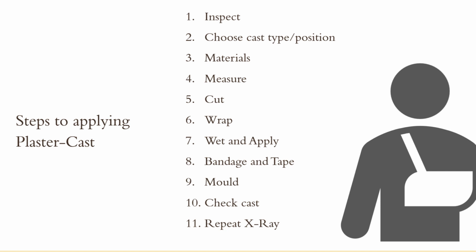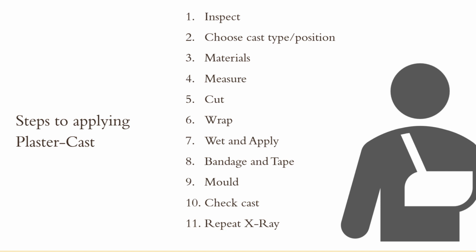We then wrap the limb up in soft band and optionally stockinette as well, making sure there's no gaps or bunching of the soft band. We then wet the plaster-of-paris and apply carefully to the limb. We bandage and tape around the plaster-of-paris, holding it all together.